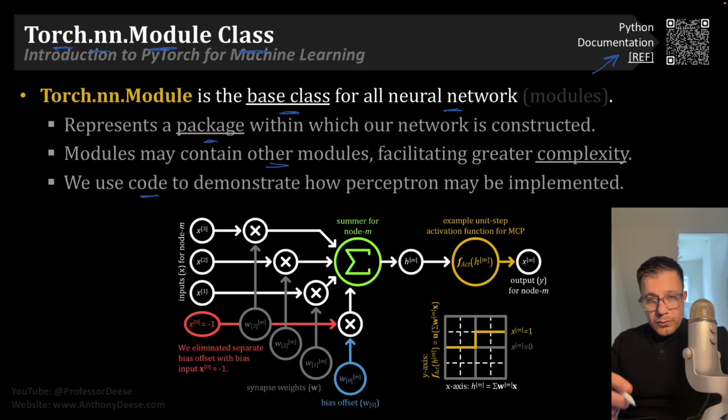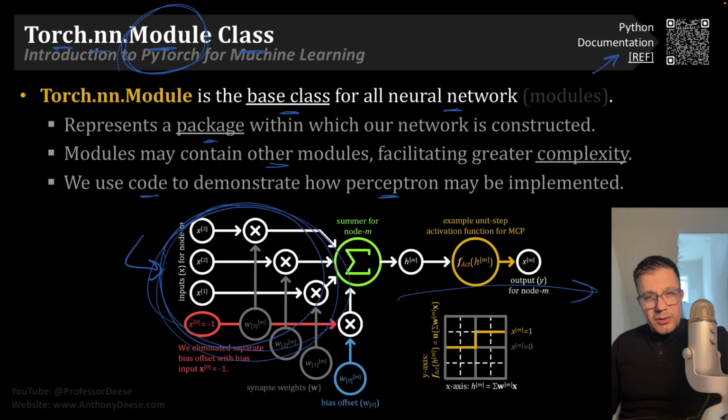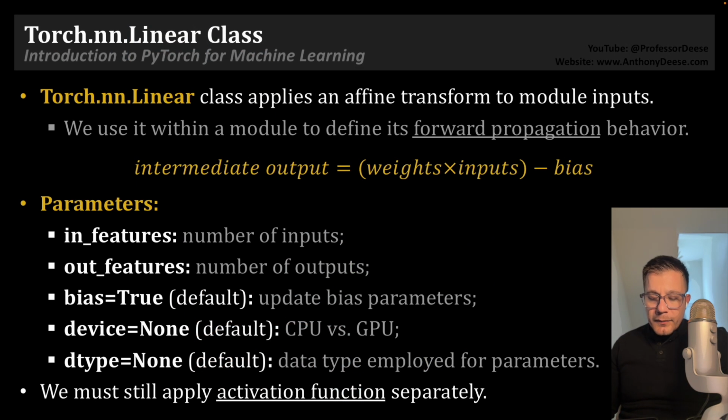We will use code to demonstrate how we can implement a perceptron like this down here using the module class object. We are going to demonstrate specifically how we take this picture, this diagram, and translate it to Python code. Now, another class object that we need to be familiar with is torch.nn.linear. This class object applies an affine linear transform to the inputs supplied to a module.